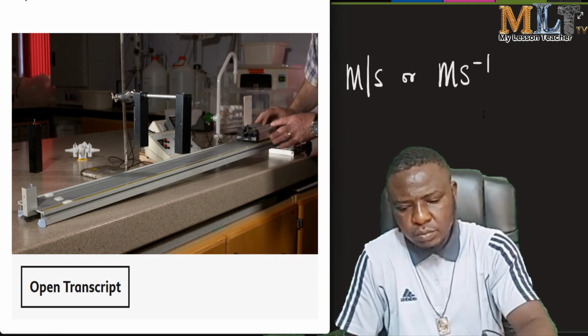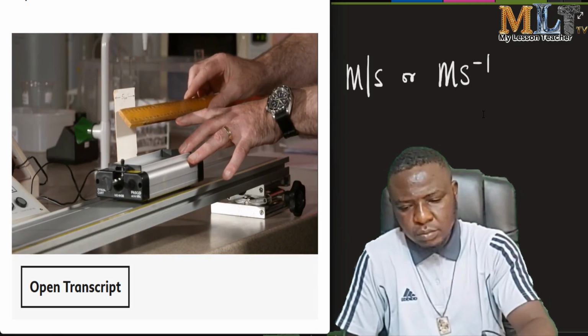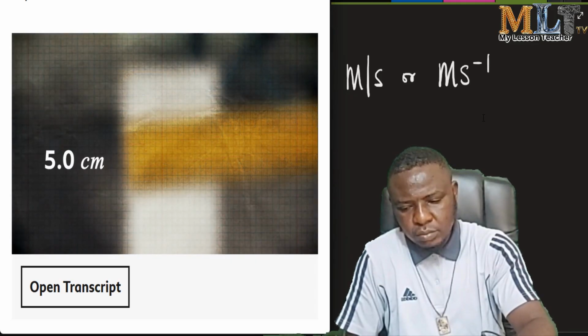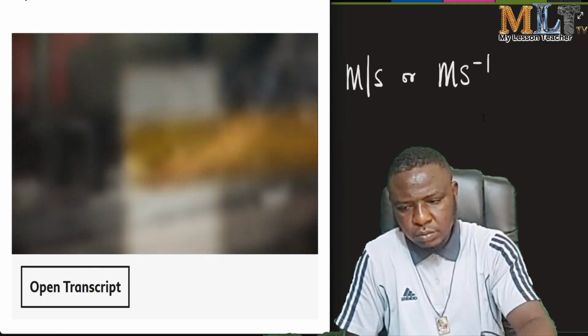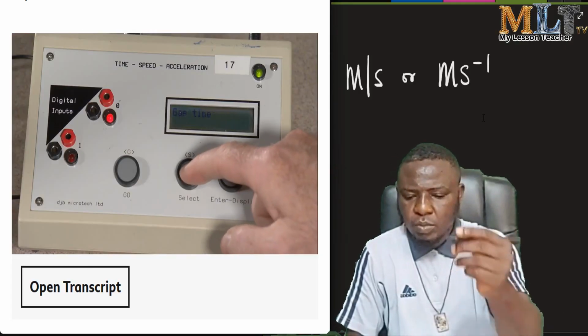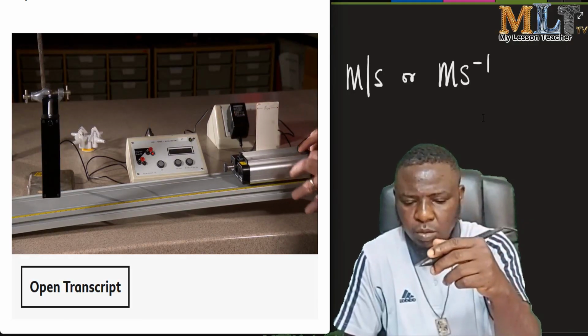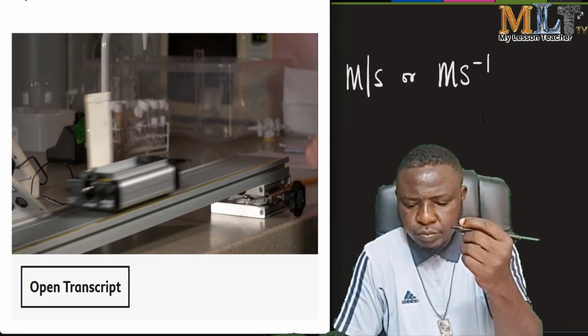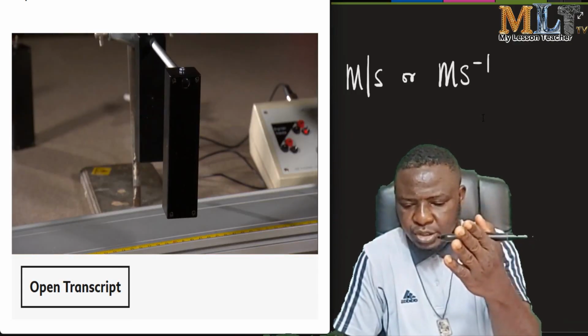Let's start the experiment. Measure D, the length of the card on the trolley, using a ruler. If you measure the distance in centimeters, you'll need to divide this by 100 to convert this to meters. Select the timing function on the timer so that it will record the time for the card to pass through the light gate. Okay. Release the trolley and it will roll down the ramp. The trolley must be released from the same point for each run.